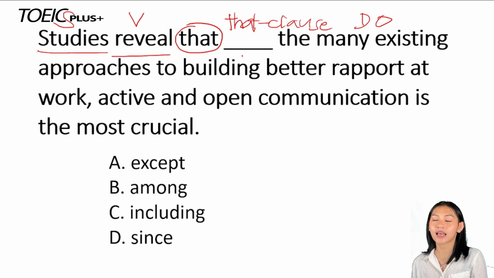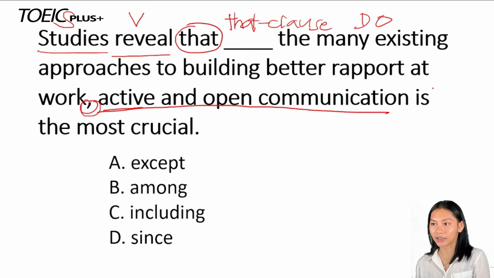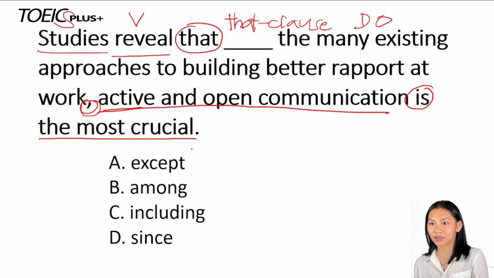Now, let's take a closer look at our that clause. Our that clause has two parts too, and those are separated by a comma right here. The first part of our that clause is the one with the missing word, whereas the second one is an independent clause with a noun phrase, active and open communication, followed by a linking verb which is, and then a superlative adjectival phrase which is the most crucial.